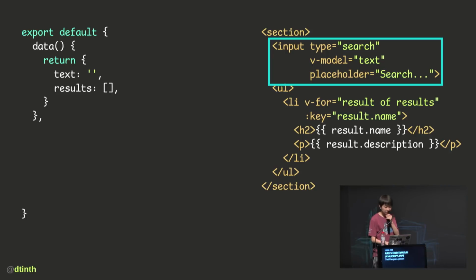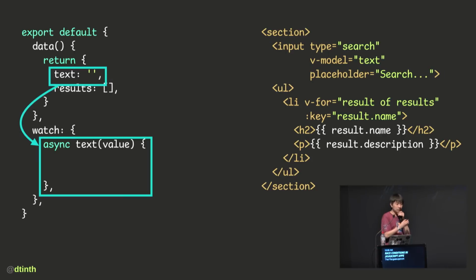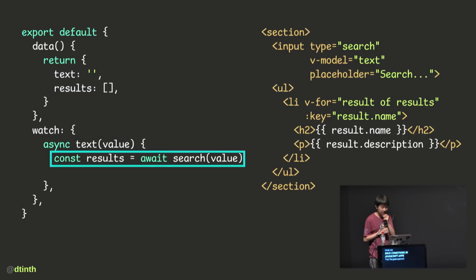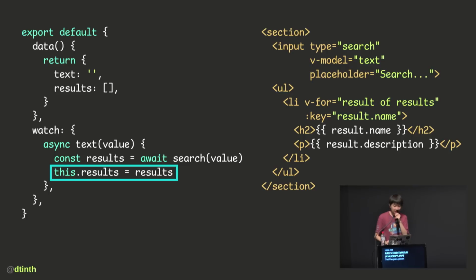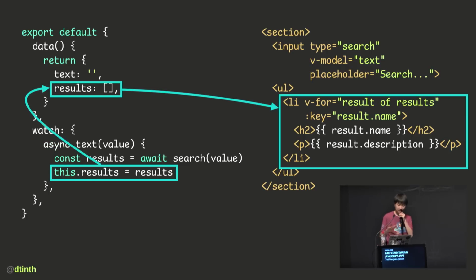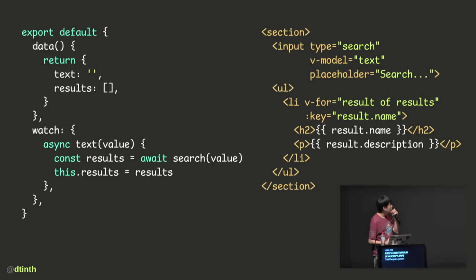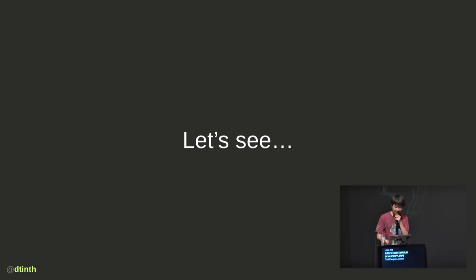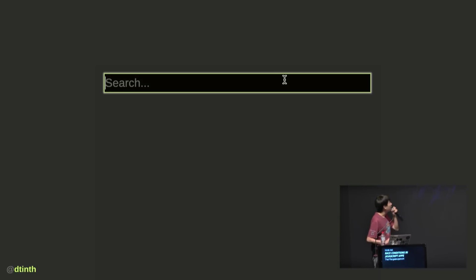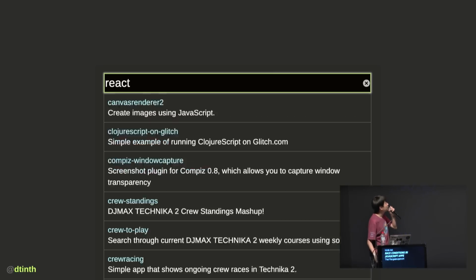So when the user enters the text query into the input field, it's going to update the text right here. And we can watch for when it changes. When it changes, we can perform an asynchronous query by calling the search function right there. It's going to return a promise, so we have to await it. And once the result arrives, we save it into the state, which will be displayed on the user interface. So there we have it, and let's see how it goes. OK, I'm going to type in React. I don't know why, but OK.